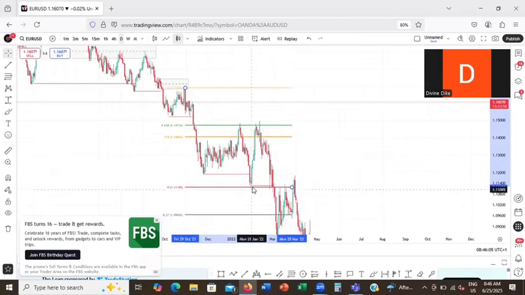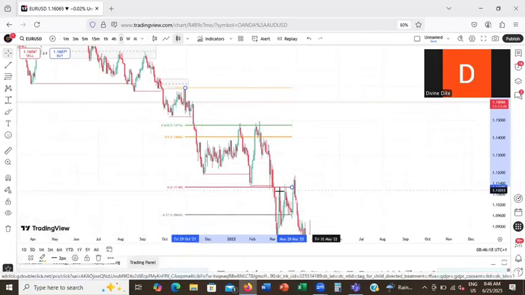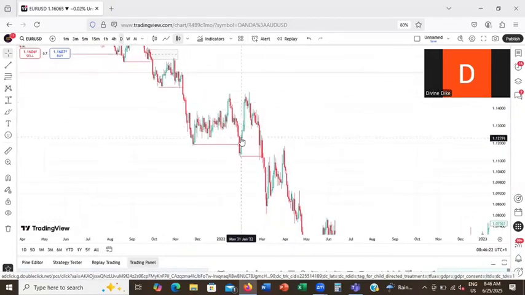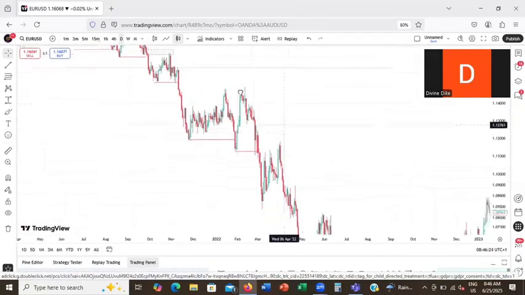Now you see this structure now touched from here. It touched our 0.618 level, which was here. As it touched it, what happened? It took out the liquidity from this high and then pushed down to continue the trend. So that should show us a continuation of the structure.